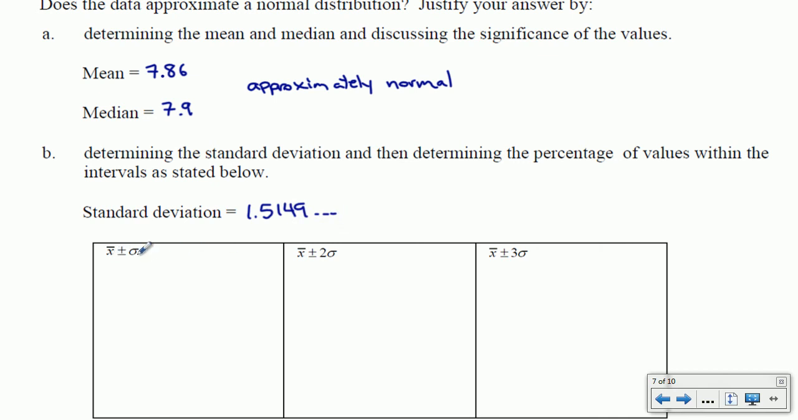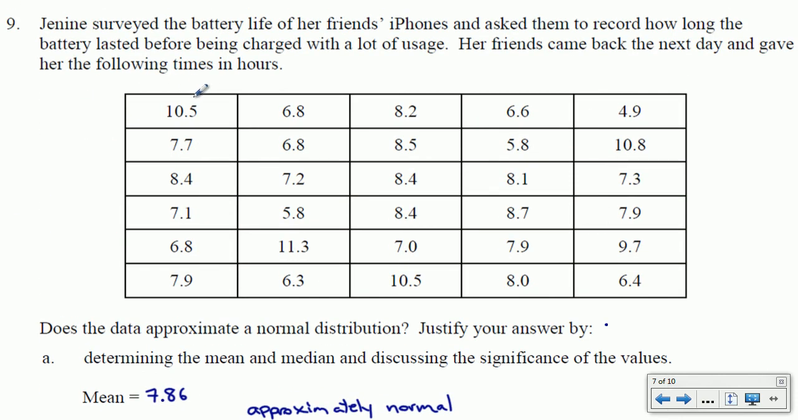So x bar plus or minus sigma, we start with 7.86 and we go plus or minus 1.5149. So 7.86 minus this number is 6.35, and 7.86 plus this number is 9.37. Now that we have a lower and upper limit, we can determine how many people have that range of battery life. So all of these numbers fit between 6.35 and 9.37. These numbers fit between 6.35 and 9.37.